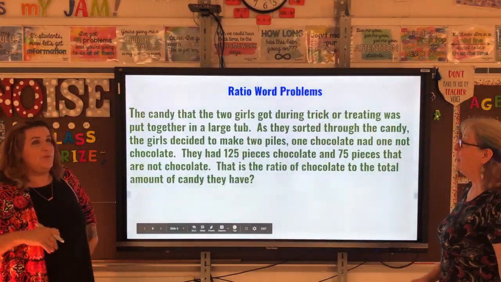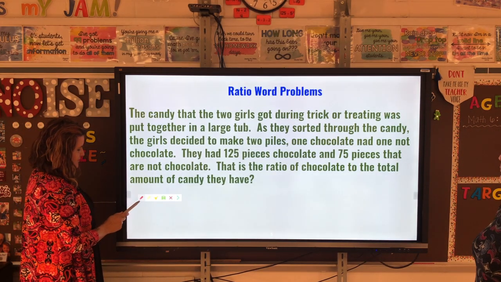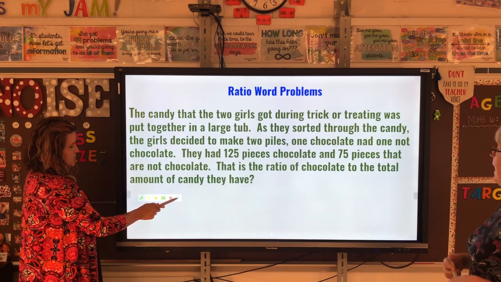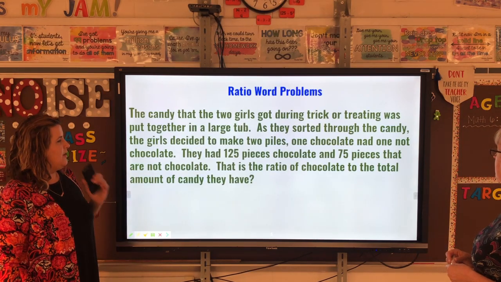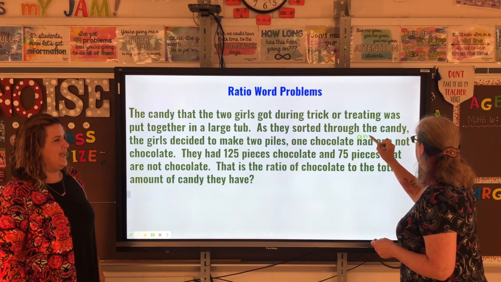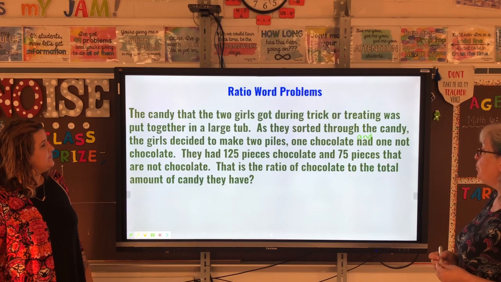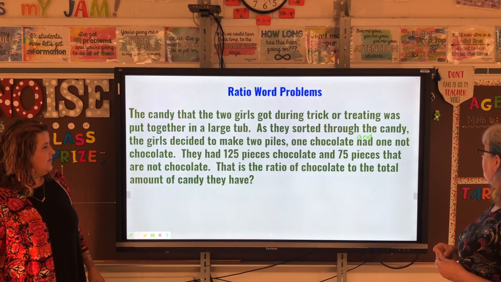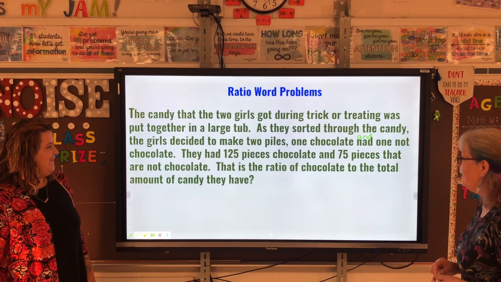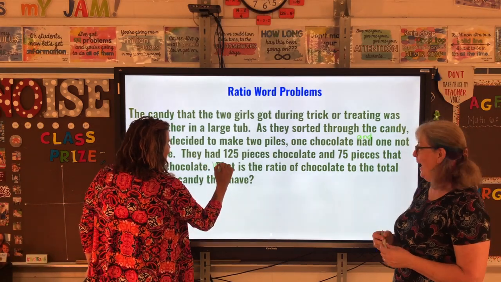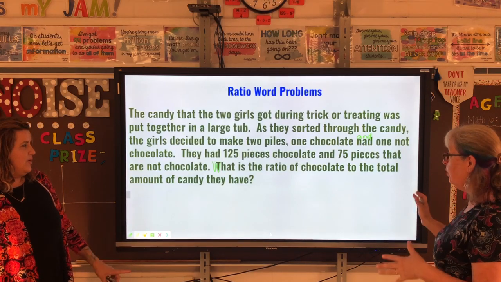I'm going to do the next one. She gave me the long one, that way I don't have to read it. The candy that the two girls got during trick-or-treating was put together in a large tub. As they sorted through the candy, the girls decided to make two piles: one chocolate, one not chocolate. They had 125 pieces chocolate and 75 pieces that are not chocolate. What is the ratio of chocolate to the total amount of candy they have?